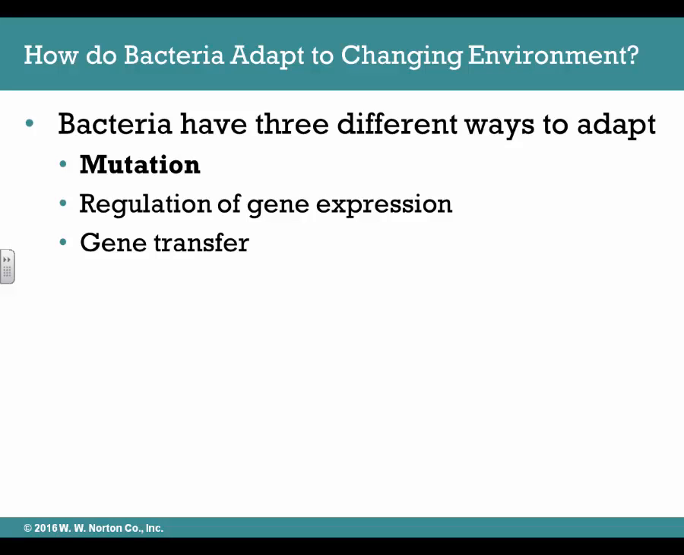Some of them may be able to switch a new set of genes on in order to, for example, use a new carbohydrate as a substrate for growth when glucose runs out. And that's regulation of gene expression. They're turning genes on and off. And then finally, gene transfer, or the sharing of genetic information between bacteria. And there are a variety of ways that that can happen. I'm not going to go over that until we talk about it in Chapter 9.